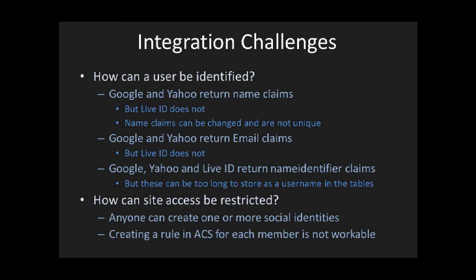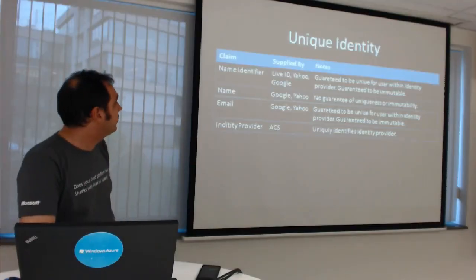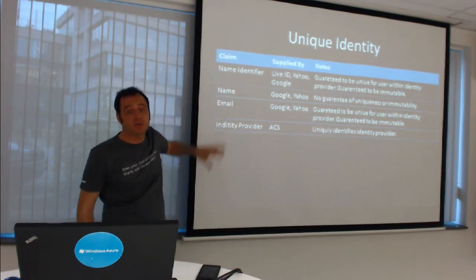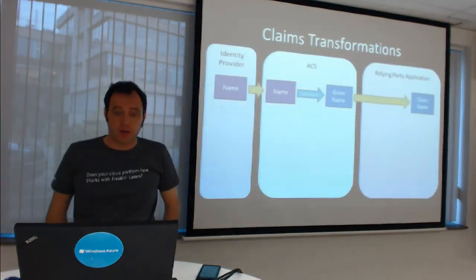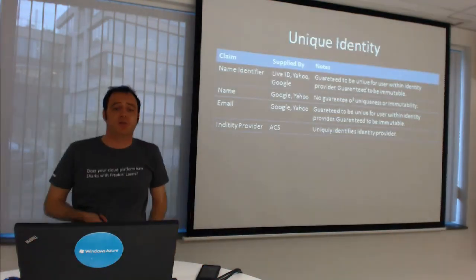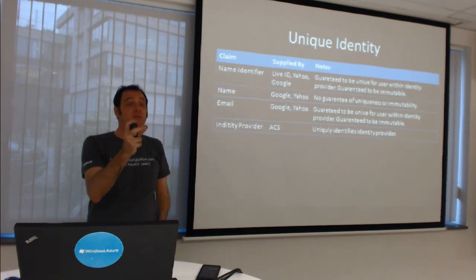Using an access key. So what I do when I'm generating unique identifiers is I combine the name identifier with the identity provider to generate something that's going to be unique. And what I also do is I hash the combination of the name identifier and the identity provider. So that will generate a unique hash.